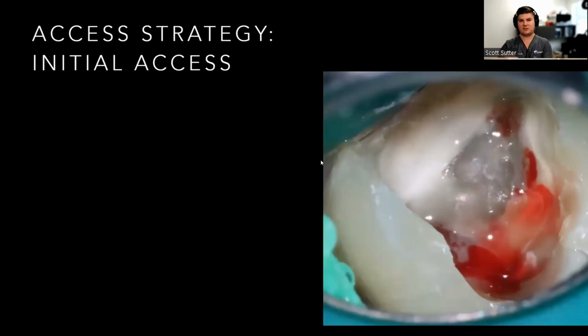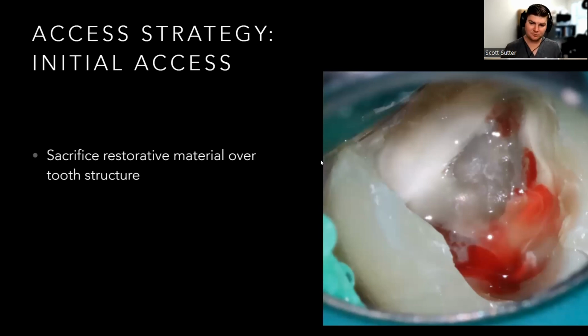All right. So we've accessed the case. Now what do we need to do? When you're accessing, I always like to sacrifice the restorative material over the tooth structure. So I might make a larger access in the crown because it doesn't matter, I'm going to replace it. I would definitely remove most of the composite if it's a retreat or something like that, because we're going to replace the composite. The one thing you cannot replace is tooth structure. So try to save as much tooth structure as possible, but don't hesitate to remove more material than you would normally, because you can replace that. All right.